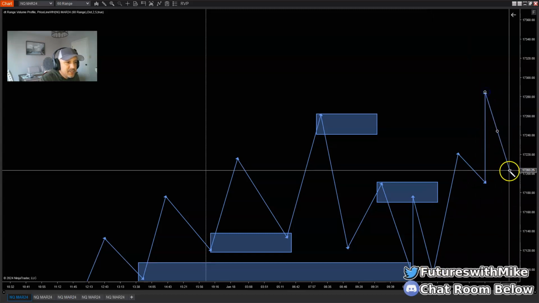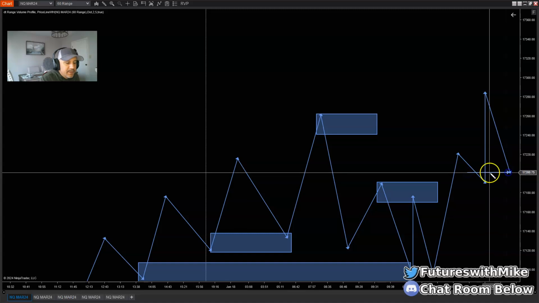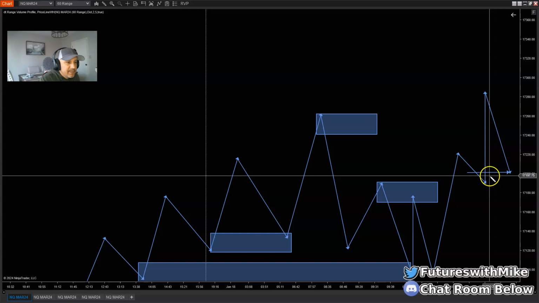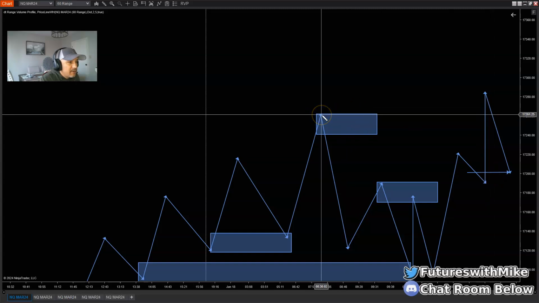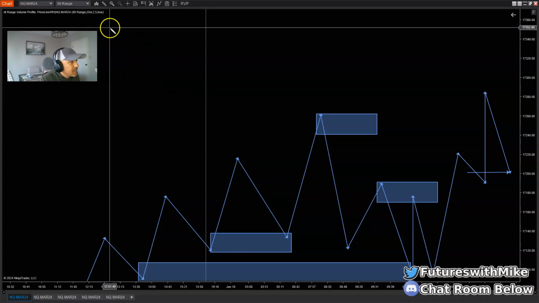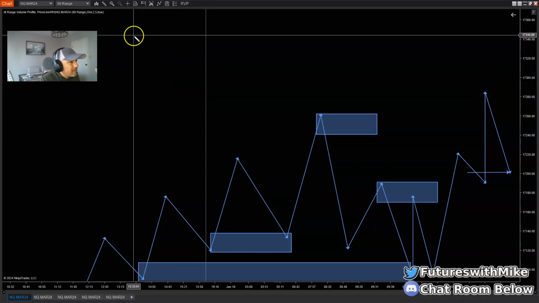So the market could pull back to right here. This could be an area of demand. This would be support right here. I don't trade support and resistance. This could be demand. And we broke structure right here. Okay. Major area of structure.